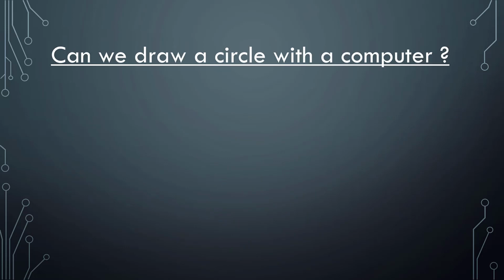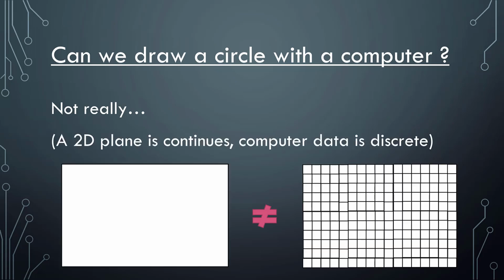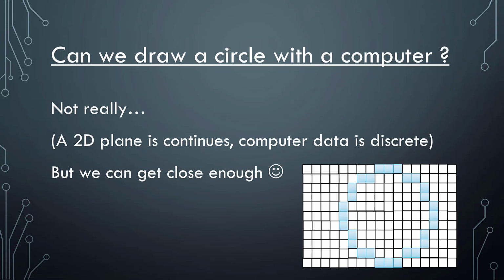Okay, so can we draw a circle with a computer? That's what we're interested in. The bad news is that not really, because the 2D space that we were talking about is a continuum, and our pixel grid in our bitmap or our frame buffer is a discrete space. But we can get close. We can do some approximation of a circle. So we're not actually drawing a circle, because that's not possible. What we are drawing is an approximation of a circle that fits in our two-dimensional grid of pixels.